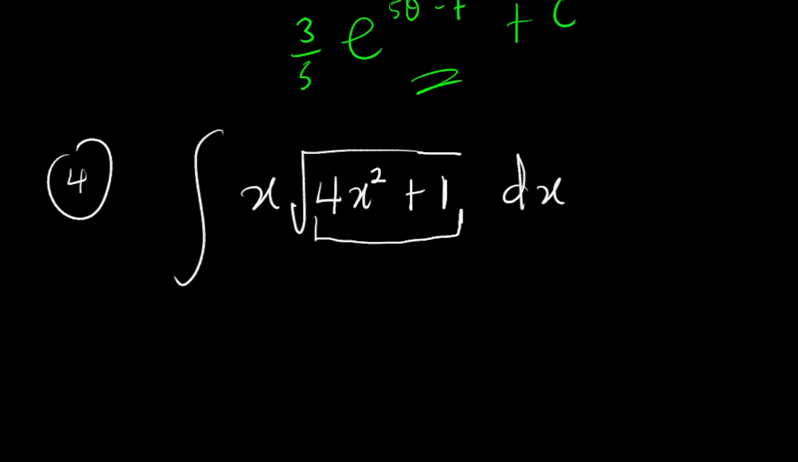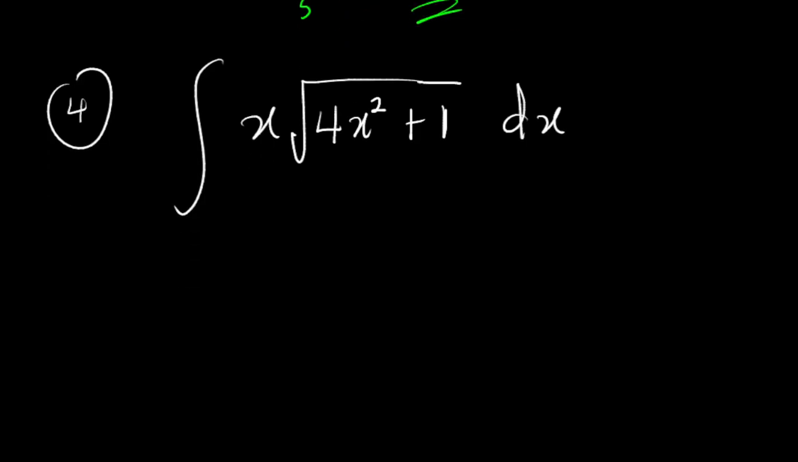if I differentiate this, I'm going to have 8x, and I'm also having one x outside. That means I can write this in a way in which this x will cancel this x, and I will have something that is simpler to integrate. So with that, let's take it one after the other.